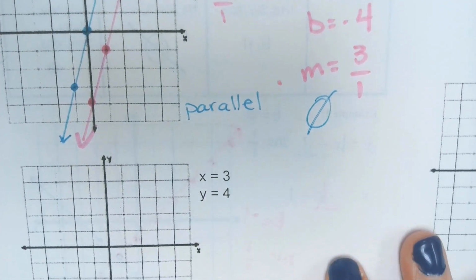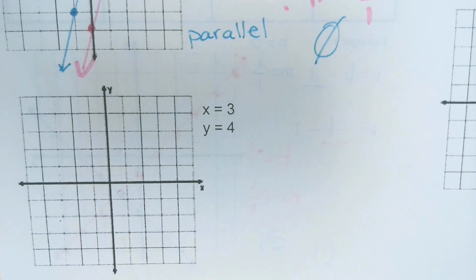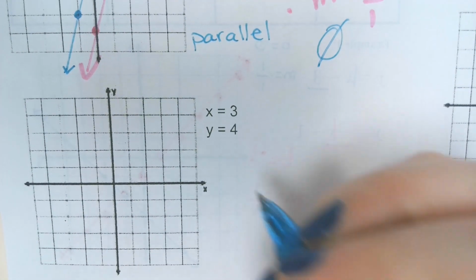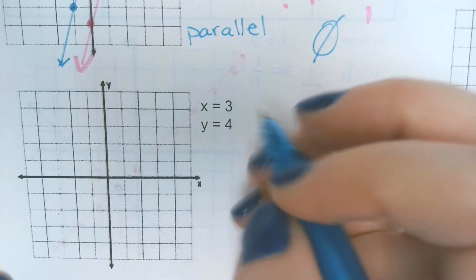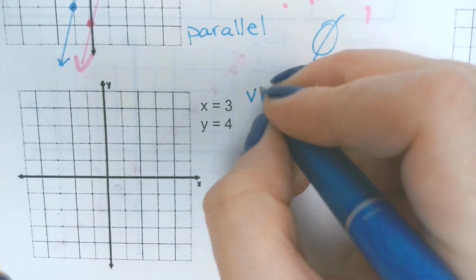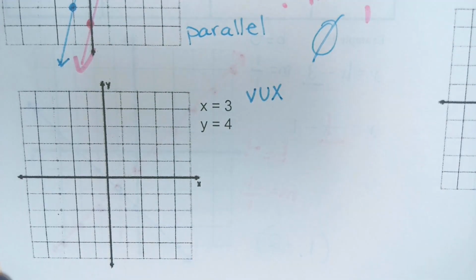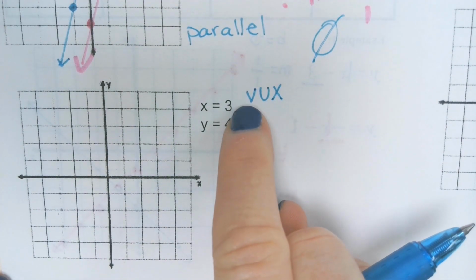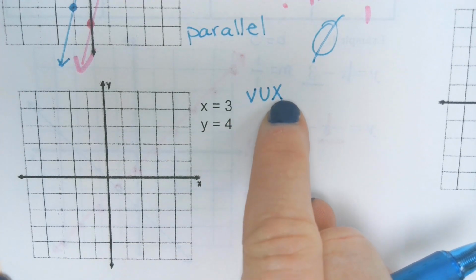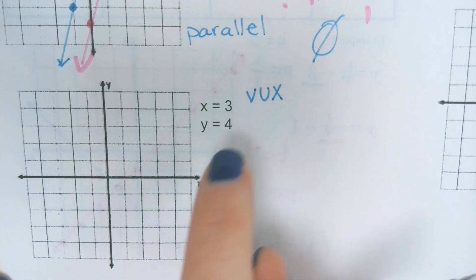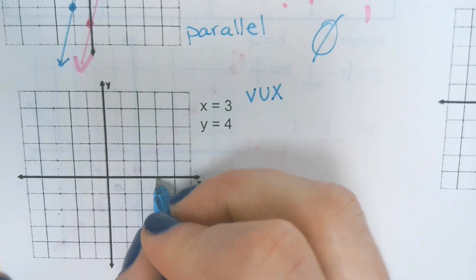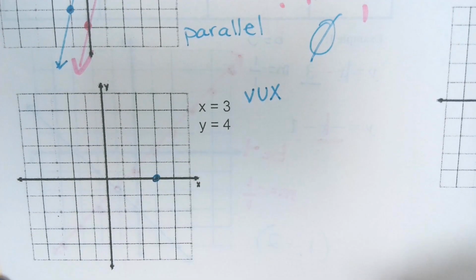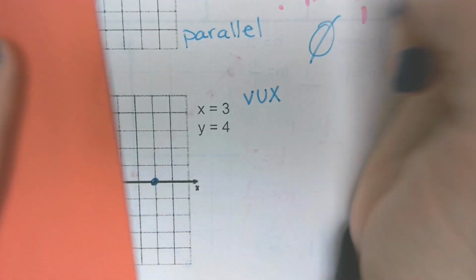Okay, let's look at our last one. X equals 3, y equals 4. X equals 3. So we don't even have a slope. We don't even have a y-intercept. This is VUX. So our special case is when you only have one variable. So this is our one variable x. So we're using VUX. Vertical line, undefined, x equals a number. So we're going to go to the x-axis to that number, which is 3, and draw a vertical line.